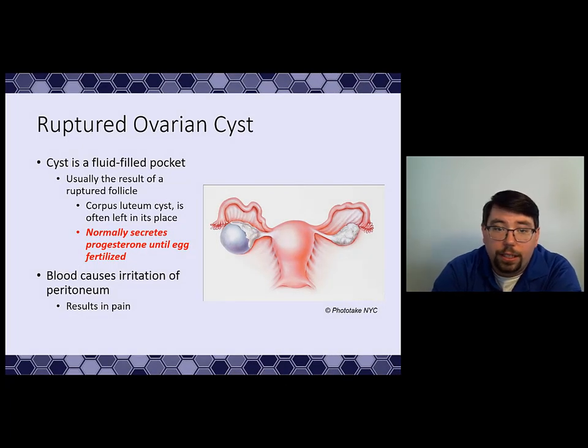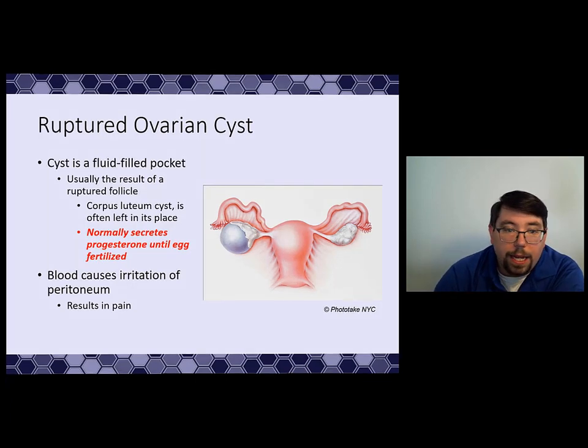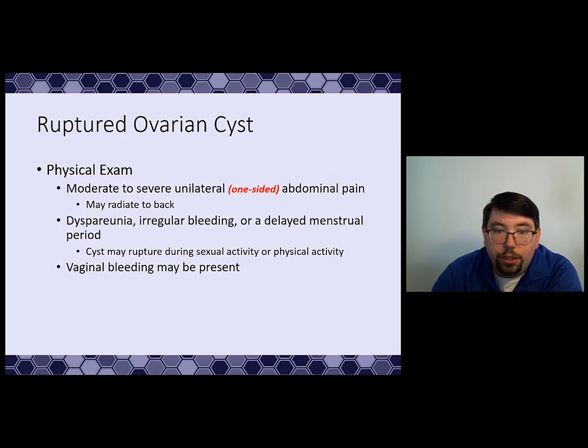A ruptured ovarian cyst is where we're dealing with a cyst, or a fluid-filled pocket, on the ovary. Normally, the corpus luteum cyst is often left in its place, and normally it's going to secrete estrogen and progesterone until the egg is fertilized, but because of this, the cyst will collect fluid, and then we get an irritation of the peritoneum, which is going to result in significant amounts of pain. Now, this pain can be moderate to severe, but it's generally going to be unilateral, only on one side.